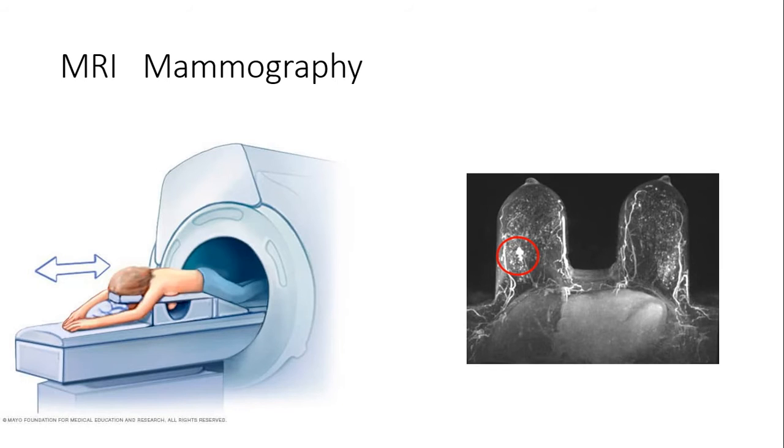MR mammography is safer than X-ray mammography because in X-ray mammography we expose the patient to X-rays. When high-risk women do yearly X-rays, they are exposed to X-rays. But MR mammography is safe because MRI doesn't emit X-rays; these are magnetic images. In this mammography, if you see this red circle, this is the lump, a very minute lump that we can pick up through MR mammography.